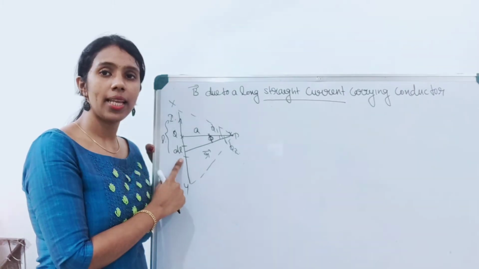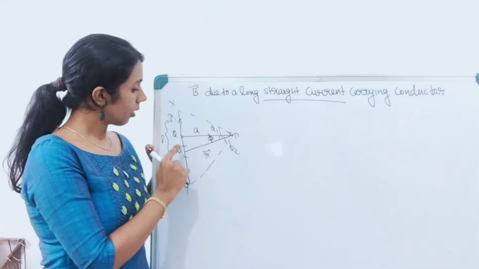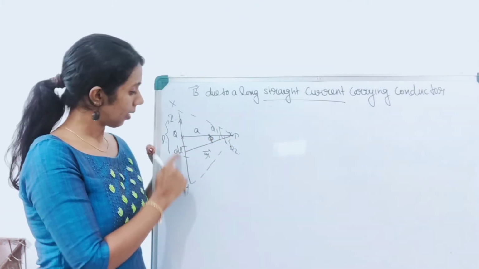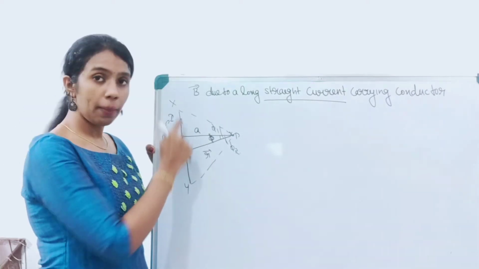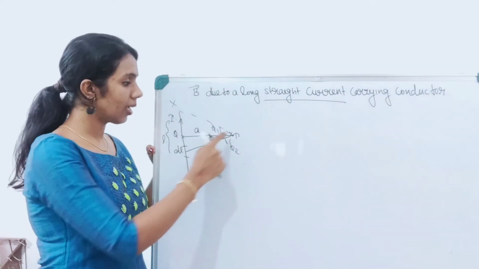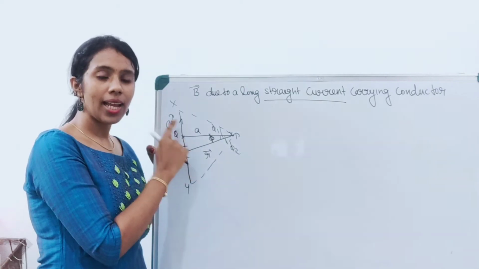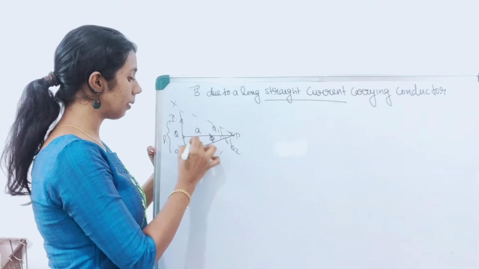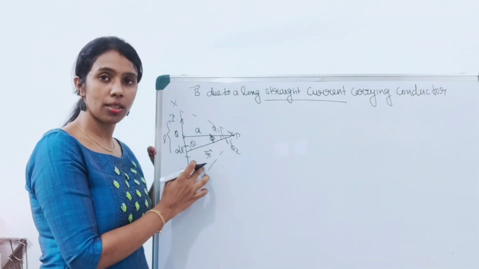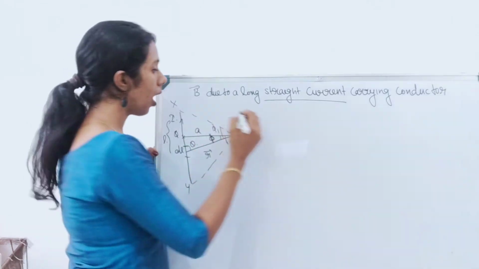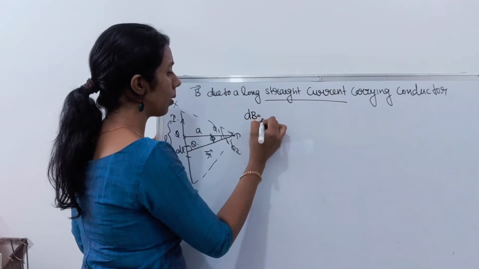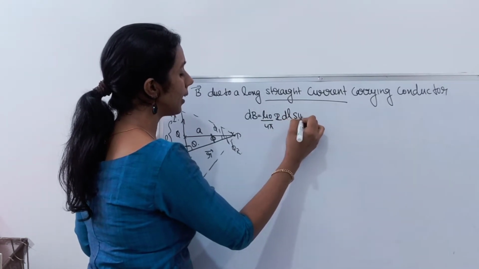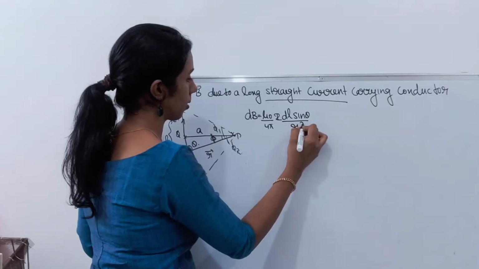Let dl be a small current element. Now, let r be the position vector of point P with respect to dl. Let PQ be the perpendicular distance to XY, where that distance is given as a, and I is the current carried by this conductor. Let theta be the angle between dl and the position vector r. According to Biot-Savart's law, dB is equal to mu 0 by 4 pi, I dl sin theta divided by r square.